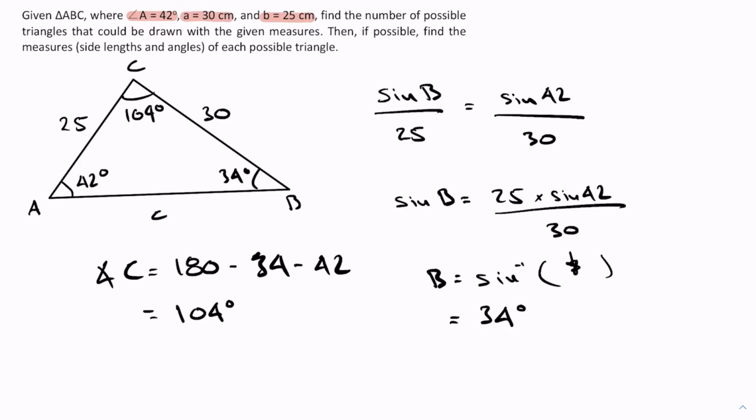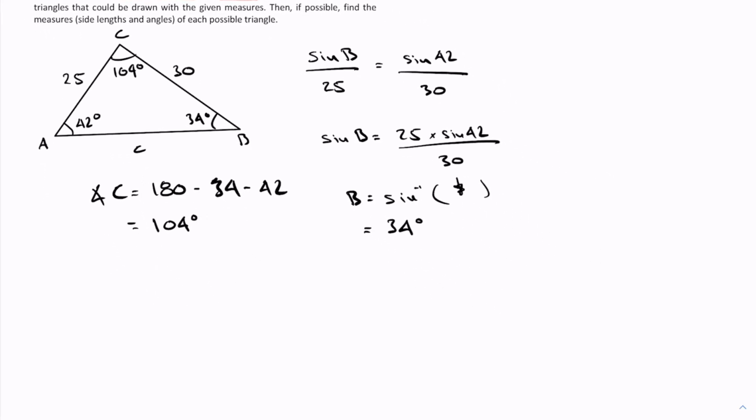Now, according to the ambiguous case, there is another possible answer. Again, if I look at the CAST rule, 34 is going to be over here. And therefore, for my other angle with a reference angle of 34, I'm going to have 180 minus 34, which will give me 146. So is it possible to have a triangle with 146 degrees, for angle B, that is?